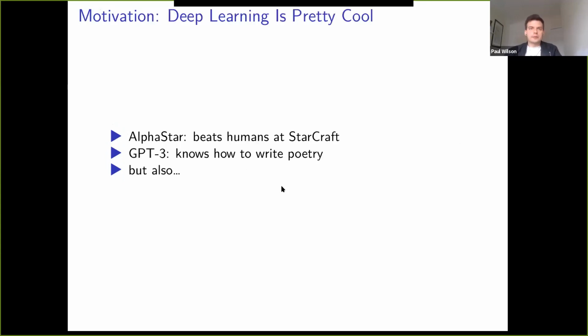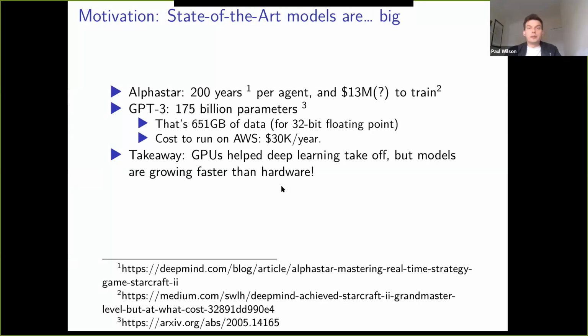So, okay, why would you want to do this? Well, you may have seen various headlines like this AlphaStar program by DeepMind, which beat the top StarCraft players. There's GPT-3, which you may have heard of recently, which you can feed some text prompt, and it can do a very human-like completion of it. People have used it to write poetry that looks quite good. But these state-of-the-art models have a problem in that they're enormous.